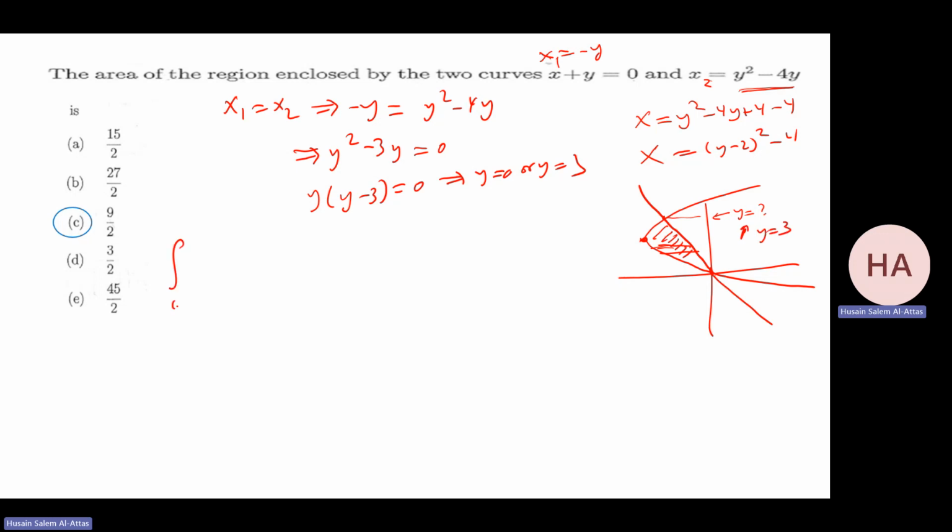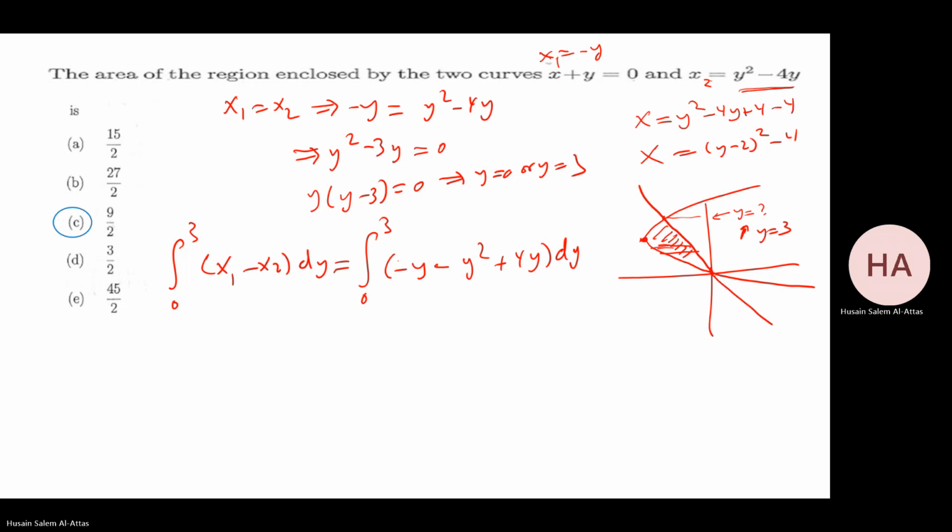So I have the integral from 0 to 3 dy. What is the upper? The one to the right will be the line, which is minus y. Let's write x1 minus x2 dy, from 0 to 3. Minus y, I wrote everything in terms of x, minus this, minus y squared plus 4y dy.